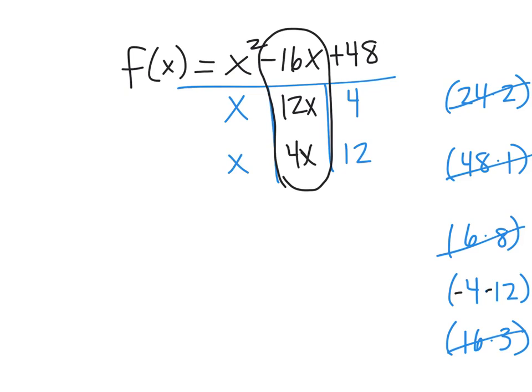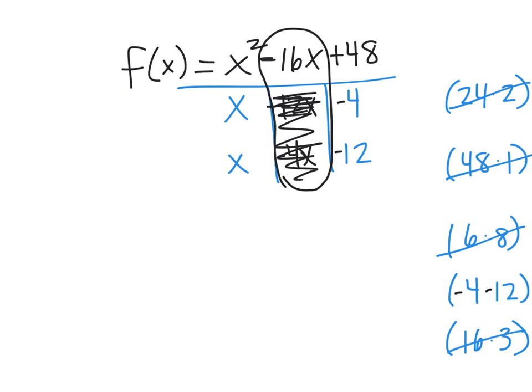If you recall, negative times a negative turns into a positive. So if I make both of them negative, it still multiplies to give you positive 48. Negative 4 times negative 12 is positive 48. And when you add them, negative 12 plus negative 4 gives you negative 16. And now it works. Now it adds up to the negative 16 that we want.